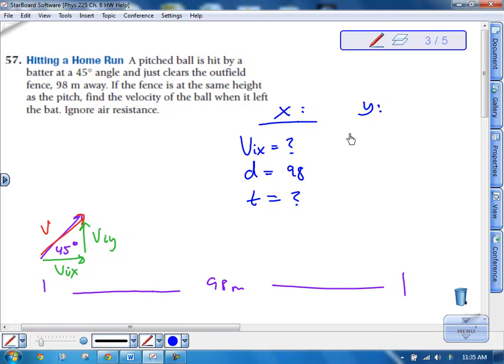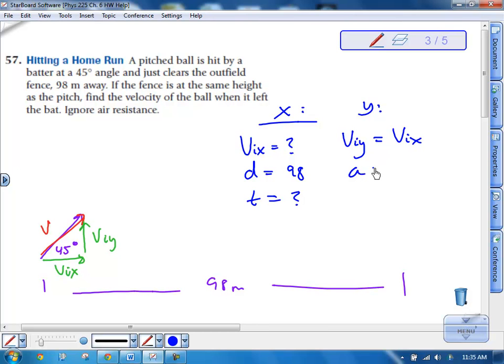So then for initial velocity in the y, I don't know what that is. But I do know that they're equal, because if it's a 45-degree angle, these have to be equal, right? Because we know it's an isosceles right triangle. So for what it's worth, I'll write that down. That has to be equal to the initial velocity in the x.